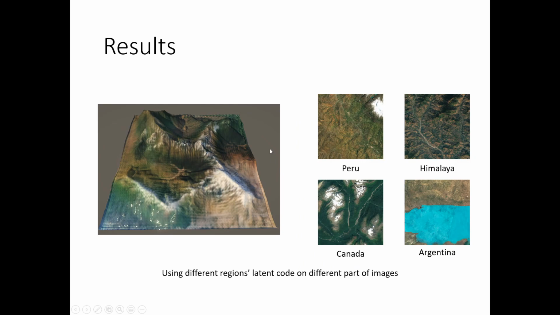And in this feature, we use different regions' latent codes on different parts of the image. So the left bottom corner is the latent code of Canada, the right bottom part is Argentina's latent code, the left upper part is the Peru latent code, and the right top is the Himalaya latent code.